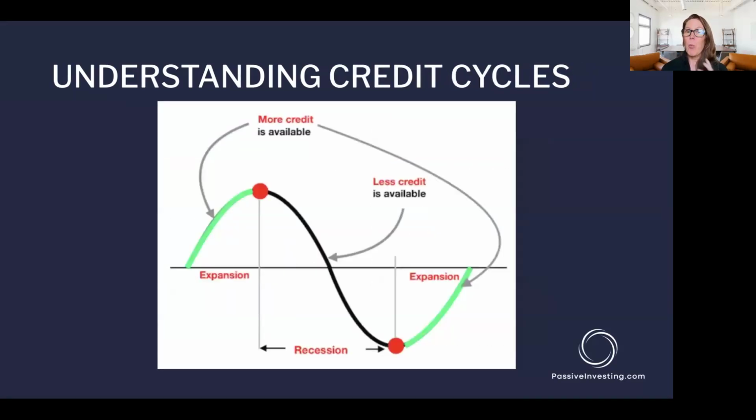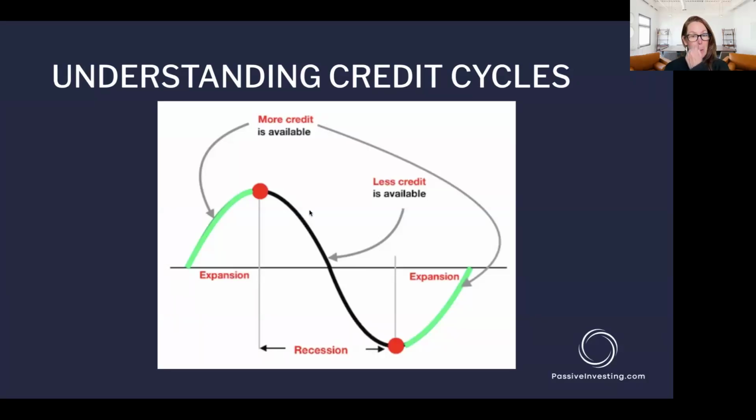Now, before we talk about where we are in the cycle, I think we also have to understand credit cycles. Okay, so if you look at this graph, really, we're looking at the same recovery period, this green period up here, expansion up here. This is our hypersupply and our contraction period, okay, our recessionary period.